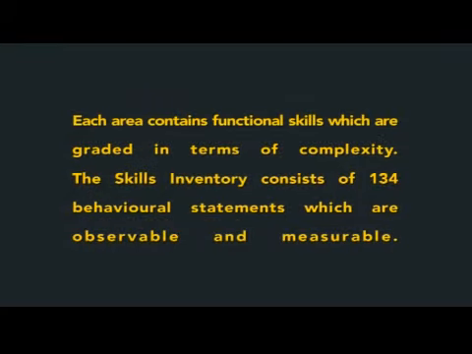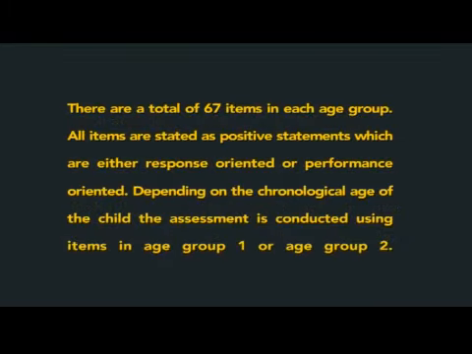Each area contains functional skills which are graded in terms of complexity. The skill inventory consists of 134 behavioral statements which are observable and measurable. There are a total of 67 items in each age group. All items are stated as positive statements which are either response oriented or performance oriented. Depending on the chronological age of the child, the assessment is conducted using items in age group 1 or age group 2.